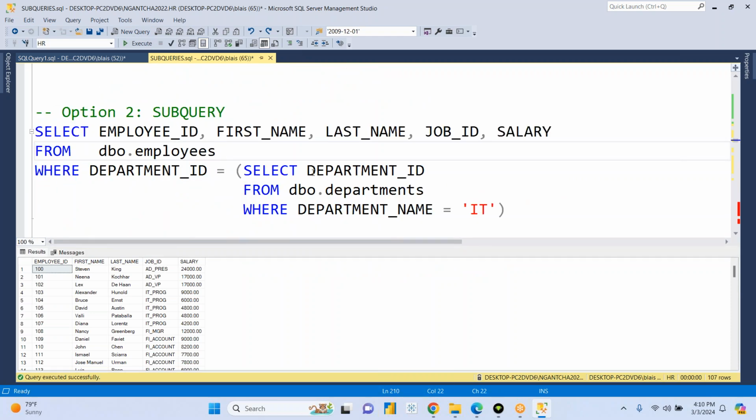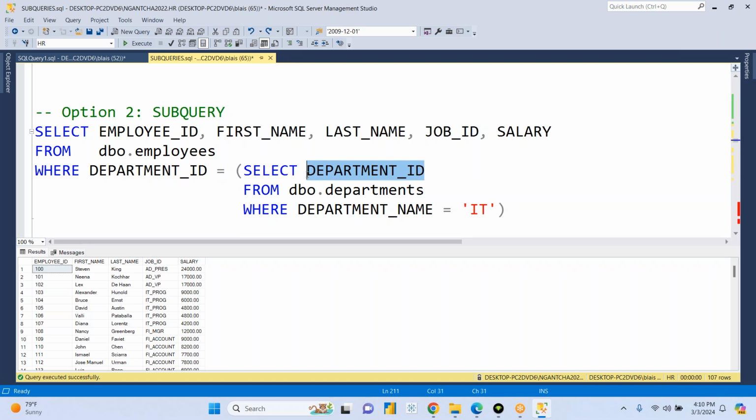Now, my department table is used in the subquery because we need this condition department name equal IT, and then give me the department ID of the IT department. You have to make sure you're returning a column that can be identified by the outer query. Can somebody explain why we cannot return department name?